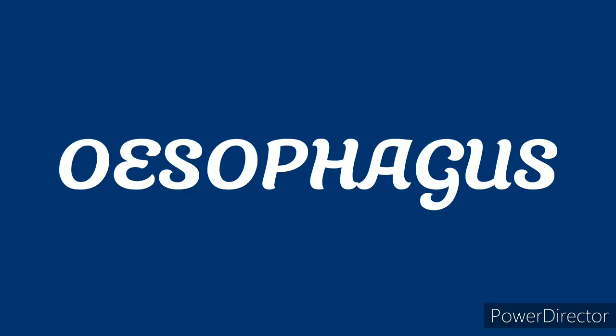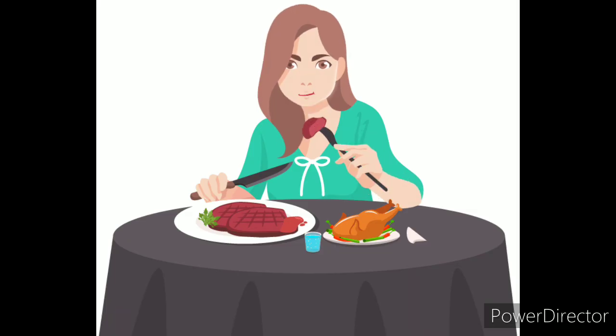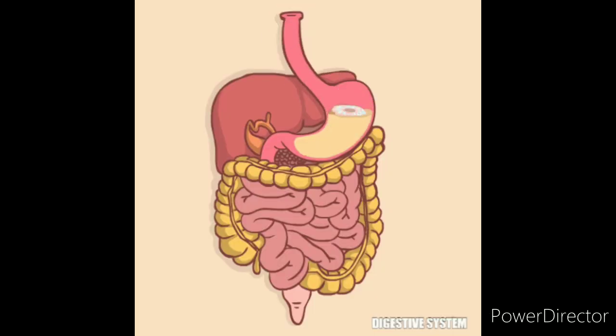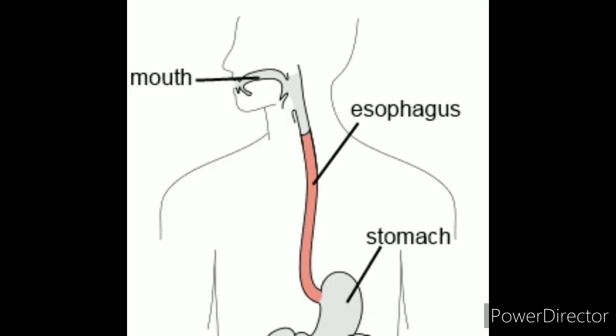Esophagus. Let us see what it is. We eat food from our mouth and it reaches our stomach. Now, do you know how the food from the mouth reaches the stomach? There is a tube from the mouth to the stomach to transport food. Now, this is called the esophagus or gullet. In simple words, esophagus means food pipe.